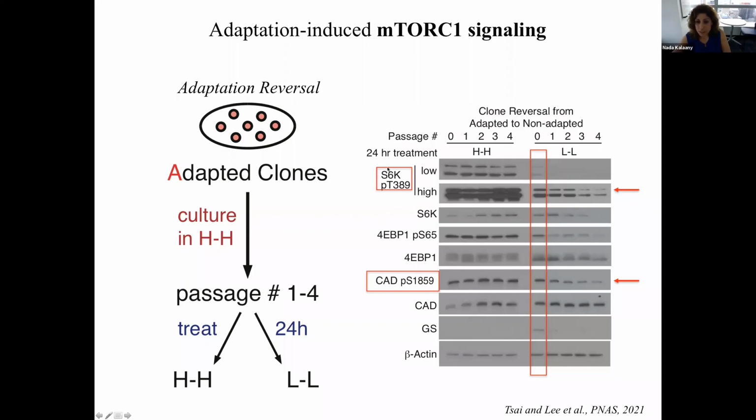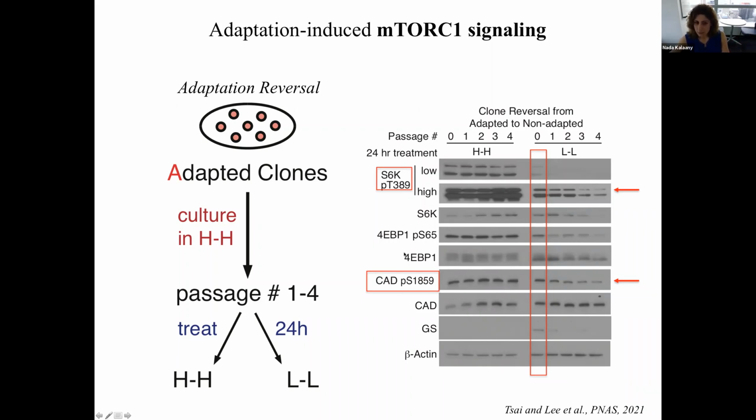So in terms of signaling, it was evident to us that the higher the passage, so with subsequent passages in reverse adapting them in high conditions, and then we treated them with low, right? So we're looking over here. These passages are 0, 1, 2, 3, 4, indicating how many times they were reverse adapted in high medium, and then treated for 24 hours with low. So you can see the higher the passage, there's a gradual decrease in the mTORC1 signaling, as evidenced by a decrease in the phosphorylation of its substrate S6K and also for 4EBP.